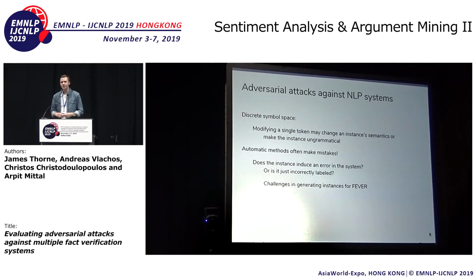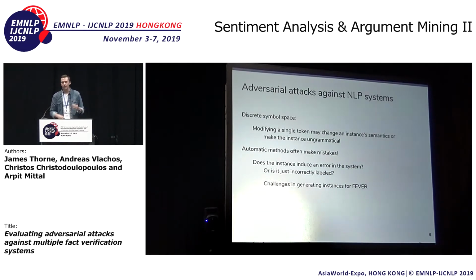Firstly, there's a discrete symbol space in language. The addition of a word is perceptible, and so we can't immediately compare to the image classification example. Also, it's very easy to add a word which would unintentionally change the semantics. If I was to add a negator or a quantifier, the semantics of the claim would change, and that may no longer be able to be entailed from the evidence which we had originally had in the data set.